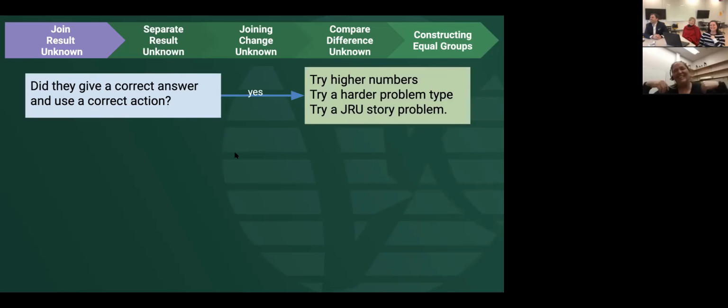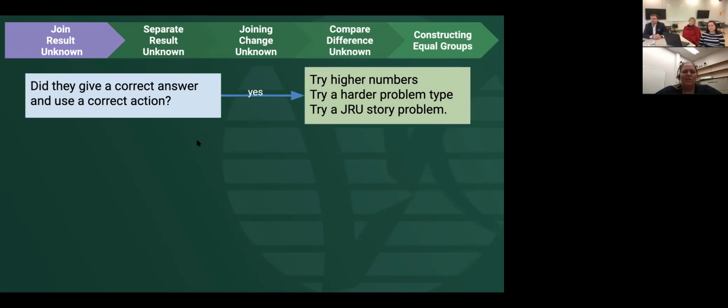Exactly. It's a little redundant, but anyway, the action means the action in the problem, right? Whatever they were doing to try to sort it out is what they would need to do. So then try with some higher numbers. That's what you said, Jen. You might try with that boy who knew this cold and didn't have to think about it too much. You might try with some harder numbers. You could try a harder problem type.